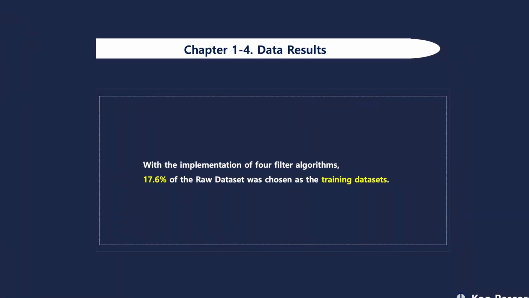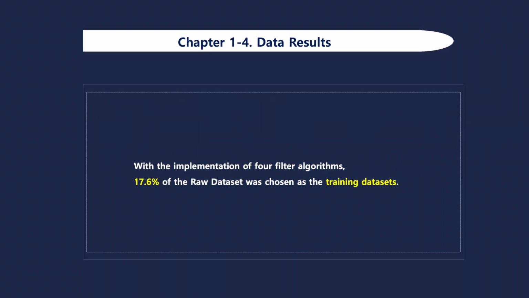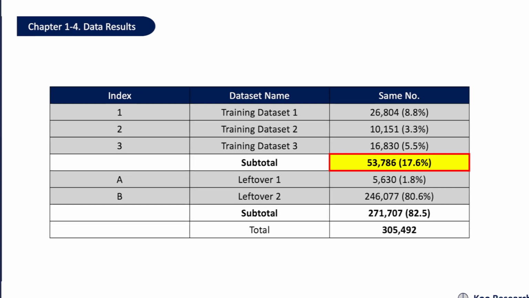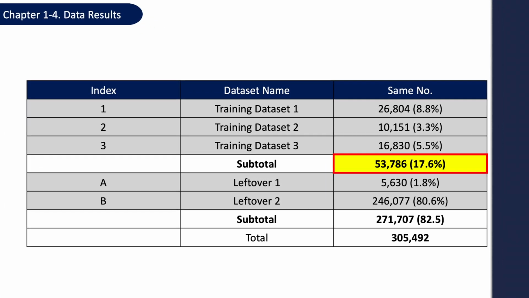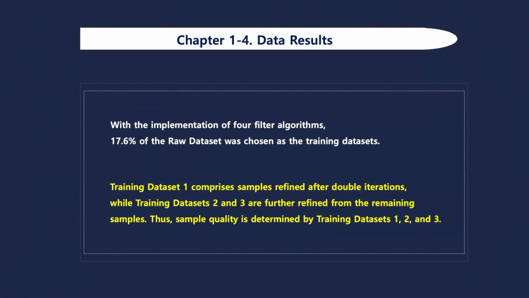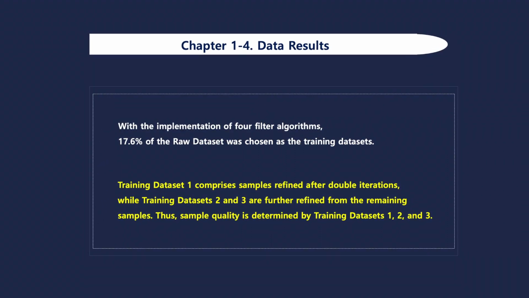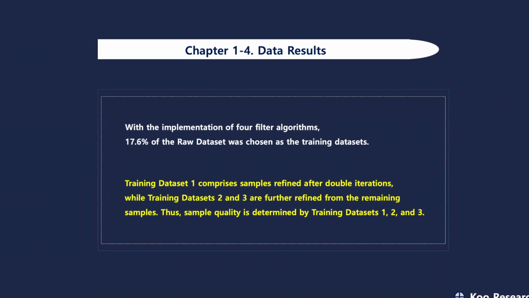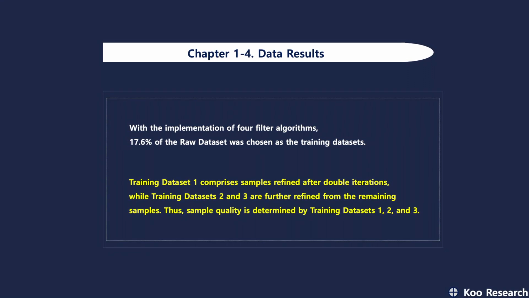Chapter 1 to 4. Data results. With the implementation of 4 filter algorithms, as indicated in this table, 17.6% of the raw dataset was chosen as the training datasets. Training Dataset 1 comprises samples refined after double iterations, while training datasets 2 and 3 are further refined from the remaining samples. Thus, sample quality is determined by training datasets 1, 2, and 3.